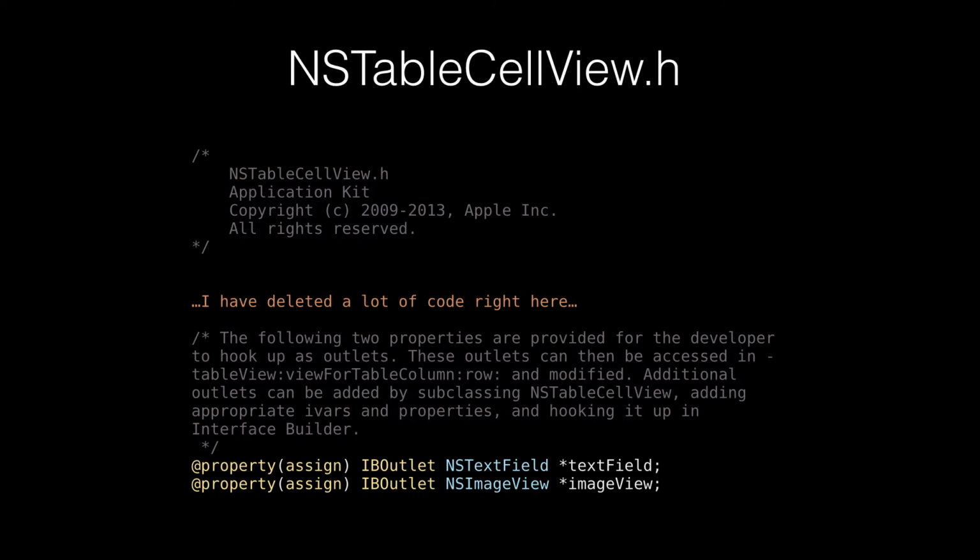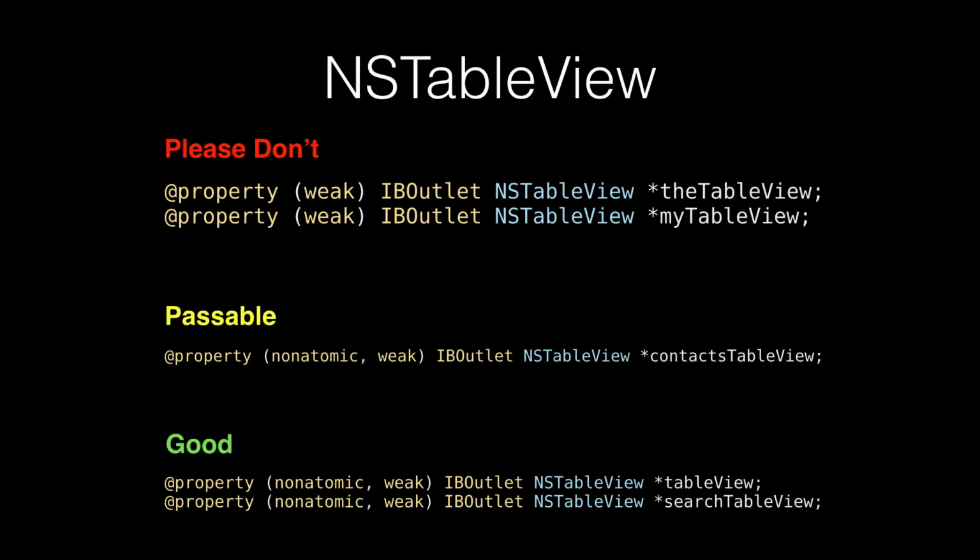And so this is the header file for that control, and you'll see Apple has two IB outlets to an NSTextField and an NSImageView inside that. One is called textField, one is called imageView. And if you named yours the same thing, you could hide their implementation. This is kind of one of those examples where you actually can use the name of the control.